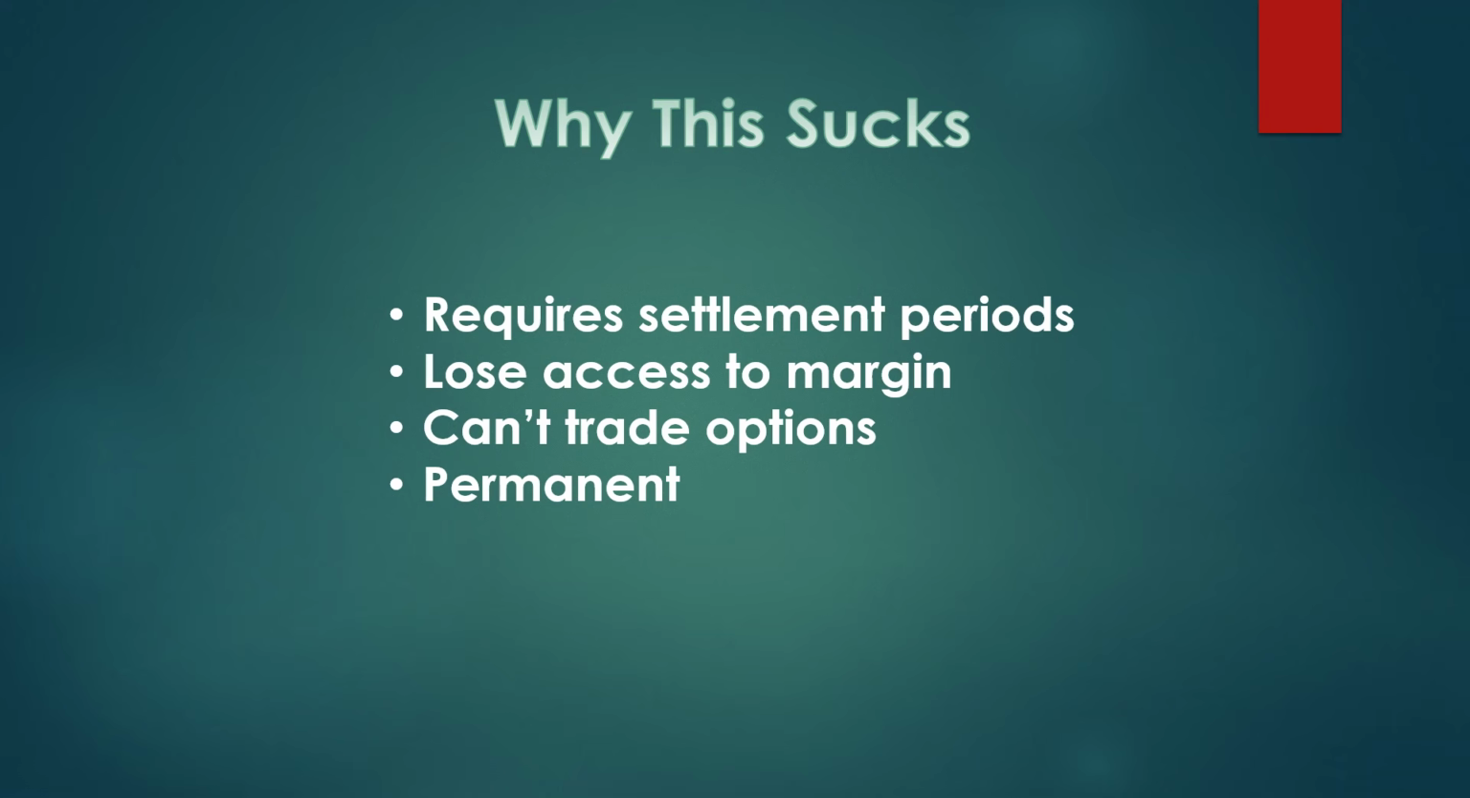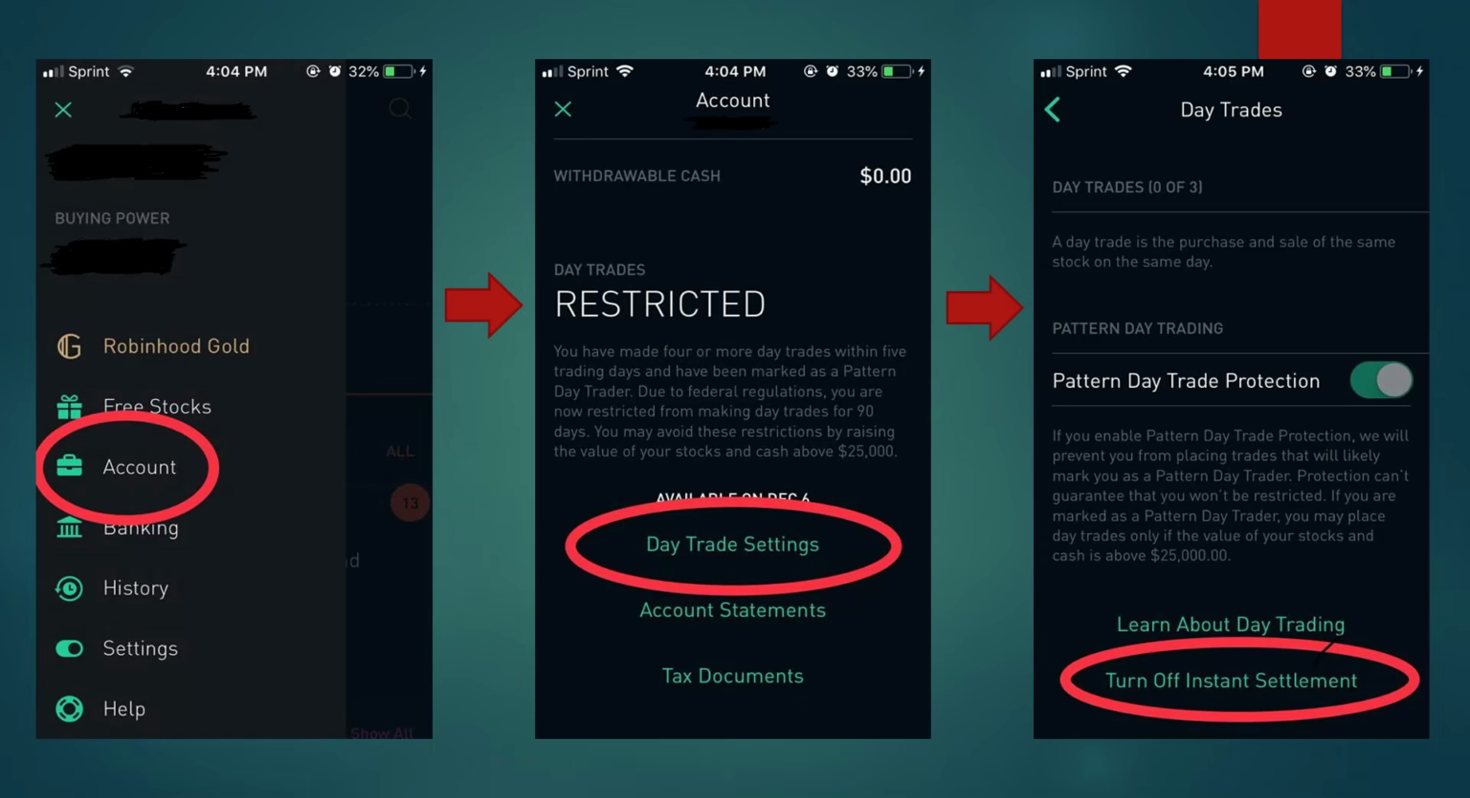Can't trade options anymore, which is a big bummer. Maybe not for your account balance, but this is permanent, so you can't undo it. So I don't recommend doing it, but if you're going to do it, here's how you do it. You go to account, you go to day trade settings, and you turn off instant settlement. Remember, this is permanent. You can't undo it, but you can now day trade after this with any settled funds that you have in your account.